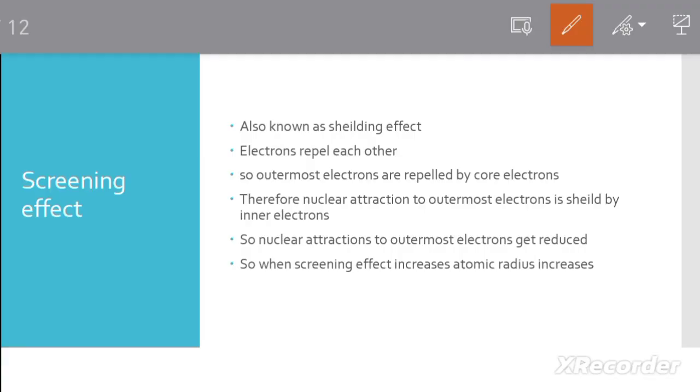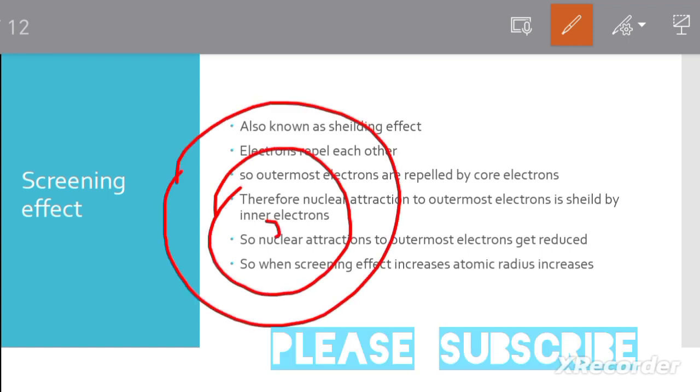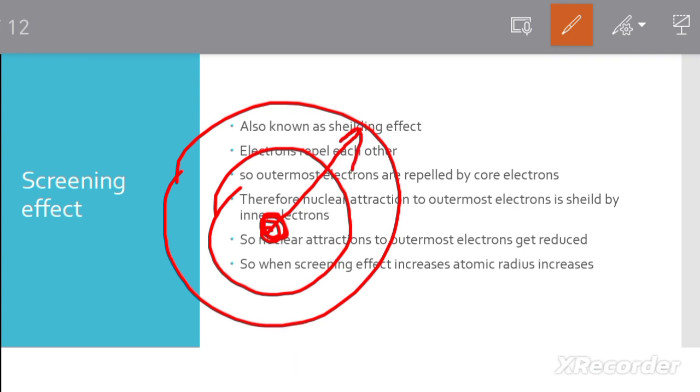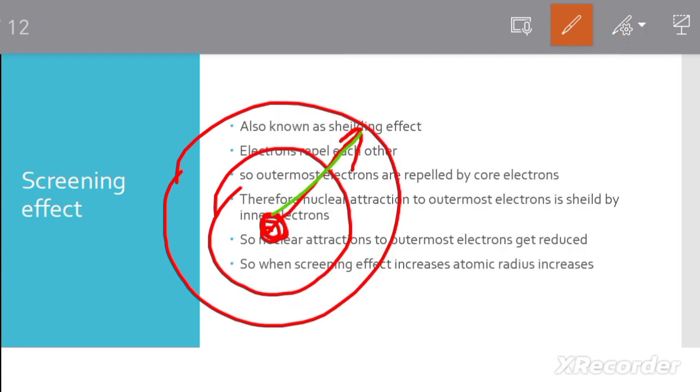The next factor that we should discuss is screening effect. It is also known as shielding effect. We know that even though there is an attraction by the nucleus to the outermost electrons, electron-electron repulsion is there. Electrons repel each other, right? There is an attraction from the nucleus to the outermost electrons. But electrons repel each other.